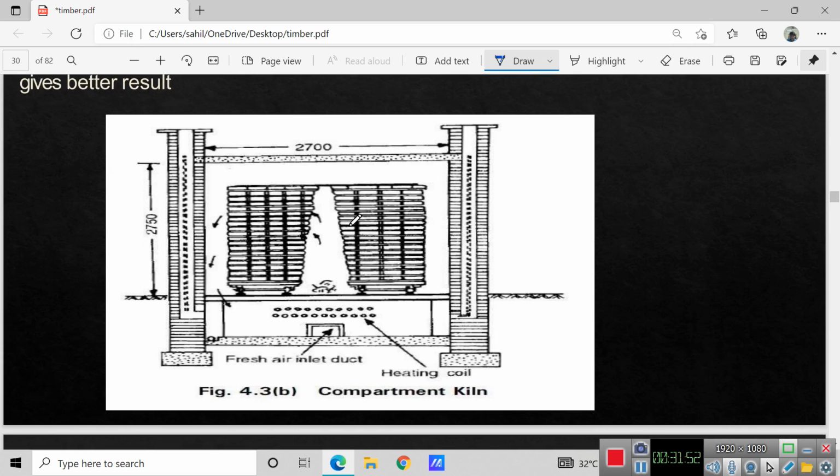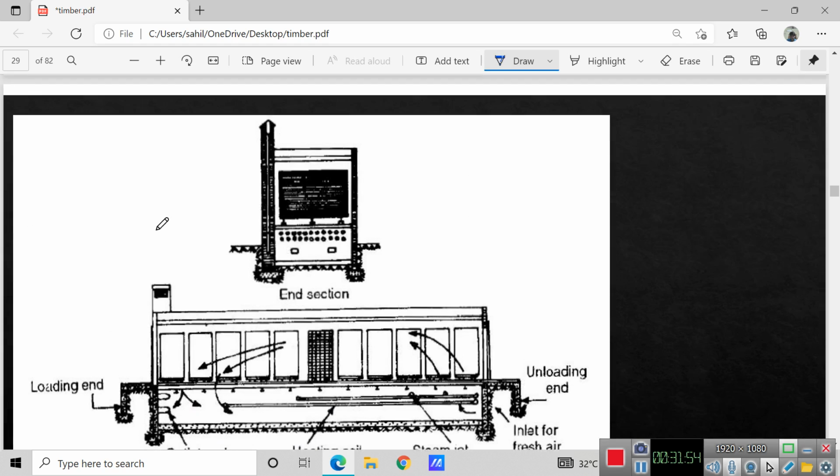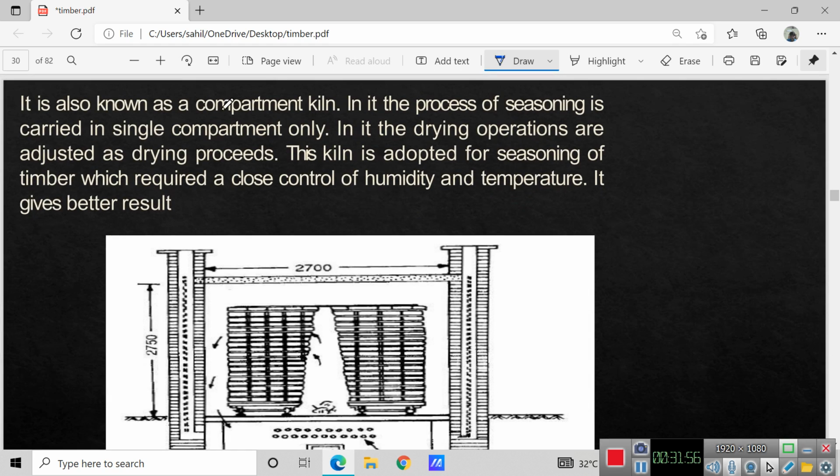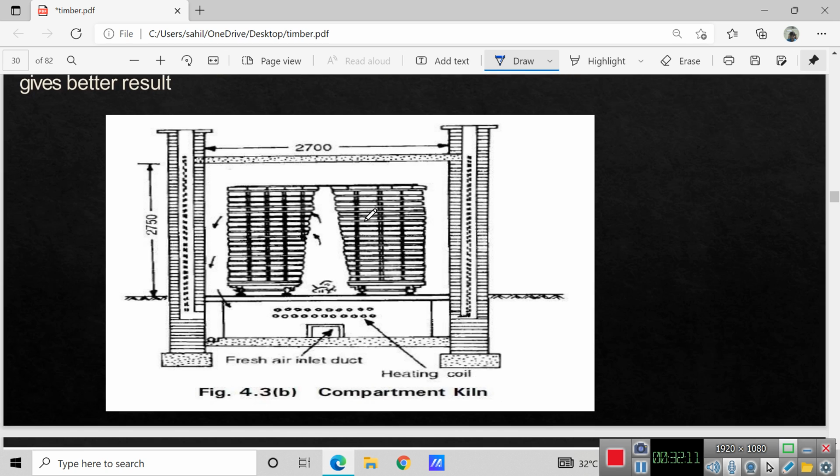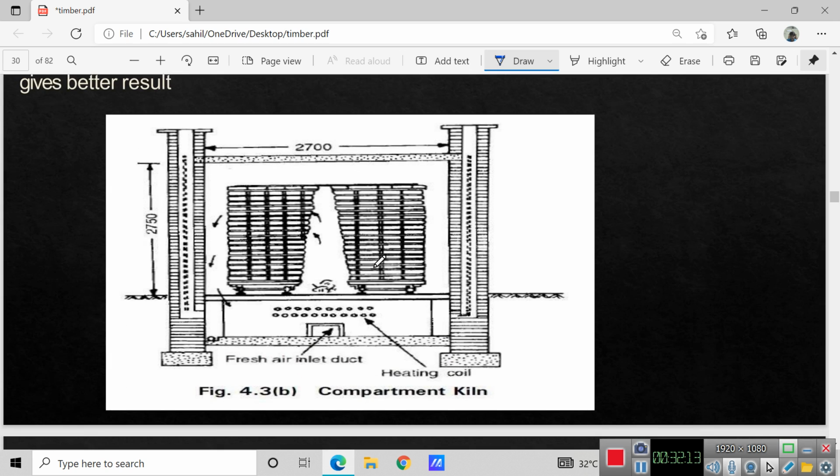Now this is the picture of a compartment kiln. In it, the process of seasoning is carried out in a single compartment only. The drying operations are adjusted as drying proceeds. The kiln is adopted for seasoning of timber which requires close control of humidity and temperature. It gives better results than the progressive kiln. You can see this is the picture of a compartment kiln.